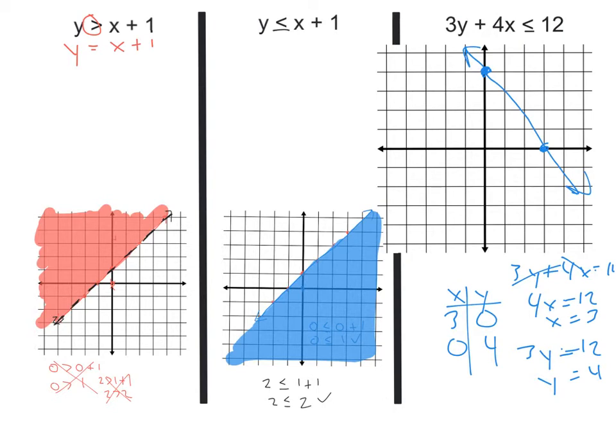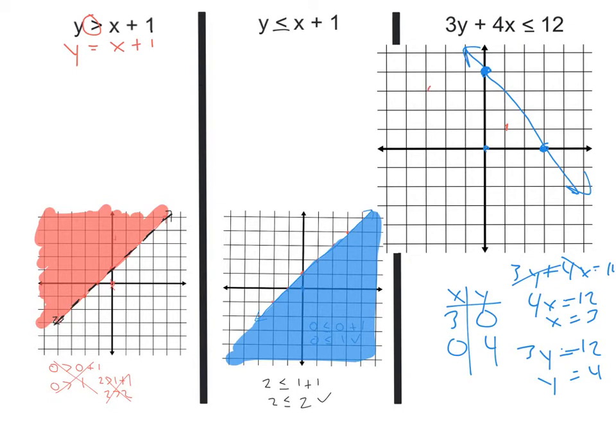So again, I pick 0, 0 because it's really easy to test. The only time you can't test 0, 0 is if the line goes through it. And in that case, you can test anything you want. You could test 1, 1. You could test negative 3, 3. You could test anything, really.